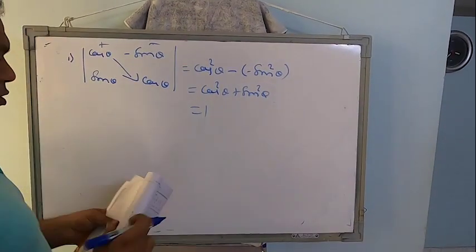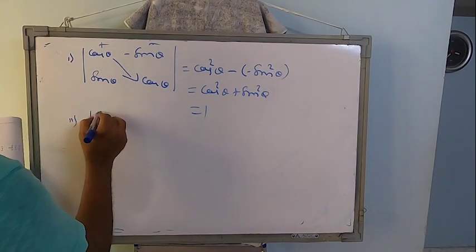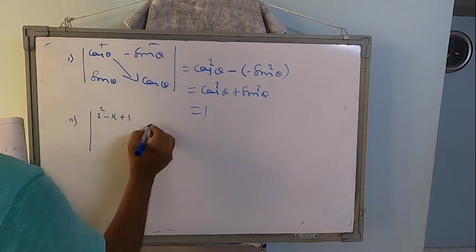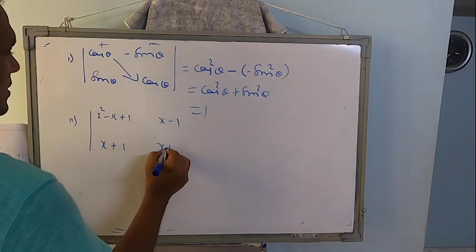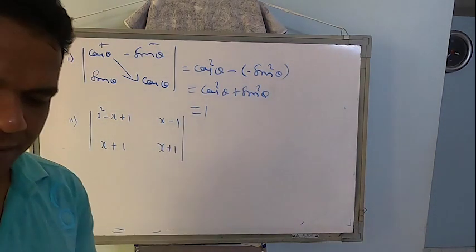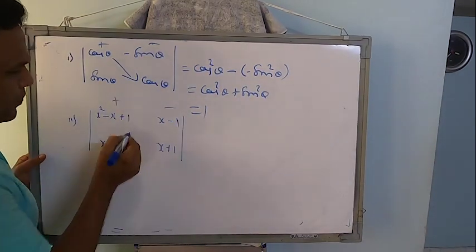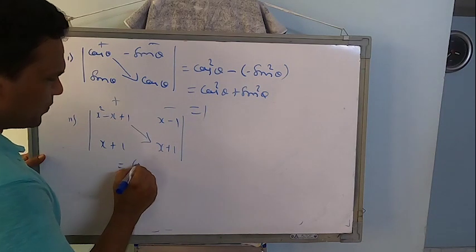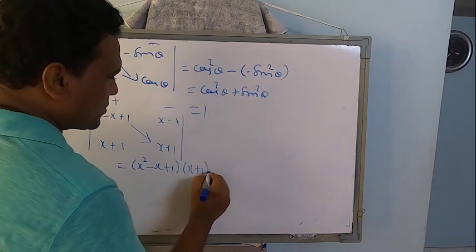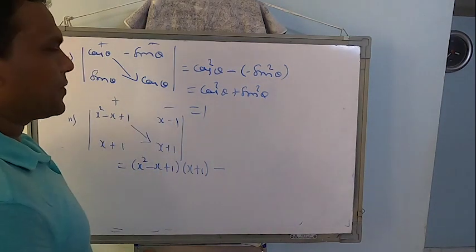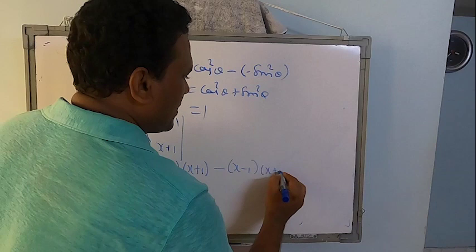Okay, so let me go and expand the second one in this. So the second one, second column: determinant of x square minus x plus 1, this is x minus 1, this is x plus 1, this is x plus 1. Correct, right? So as usual we will go for the expansion by taking the signs of the first row. First I will multiply these two. This is x square minus x plus 1 multiplied by x plus 1, minus the product of these two, so it's going to be x minus 1 multiplied by x plus 1.